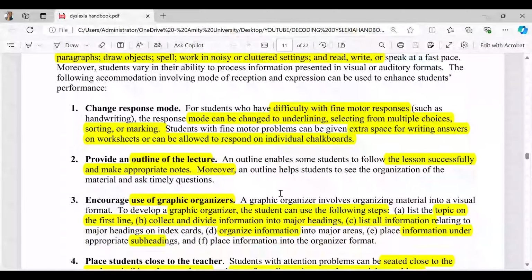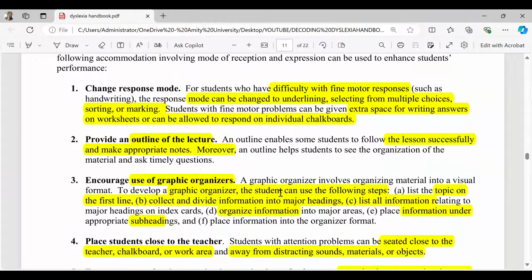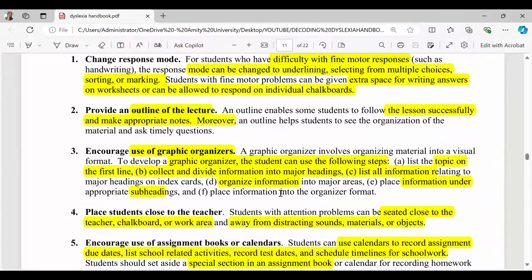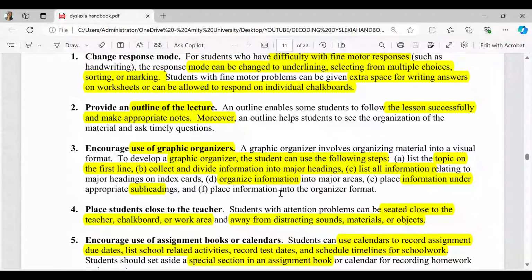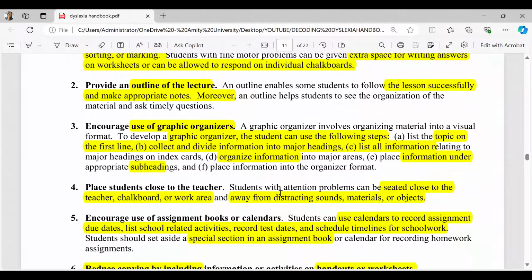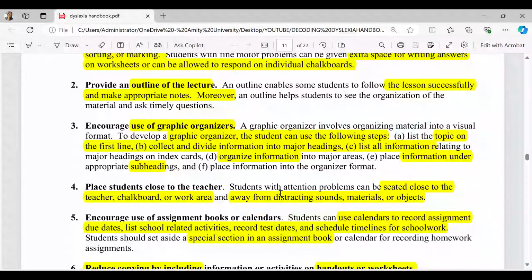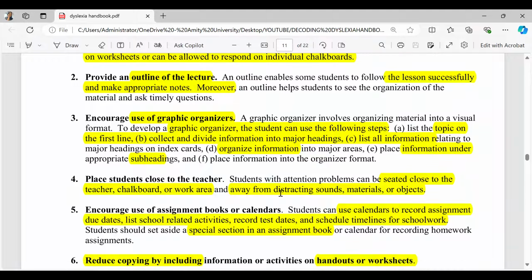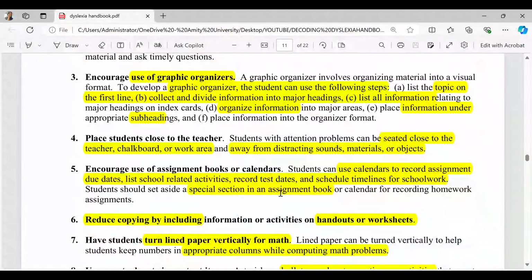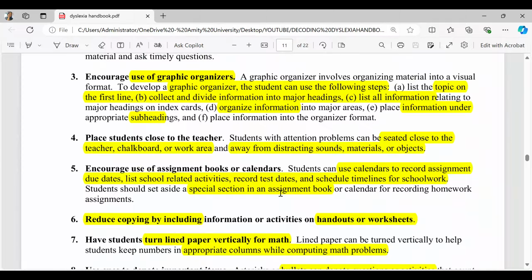Accommodations involving student performance, changing the response mode. If the child has difficulty with fine motor responses, you can encourage the child to underline, select the multiple choices, sorting, marking, providing extra space for writing the answer, providing an outline of the lecture, making short notes of that lecture and giving it to the child, use of graphic organizers, collecting and dividing information into, then encouraging the child on how to use a graphic organizer. Teaching the child how to make one is also important.